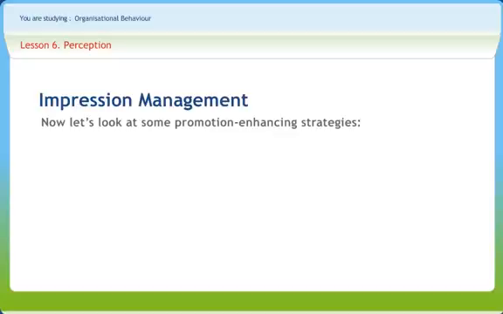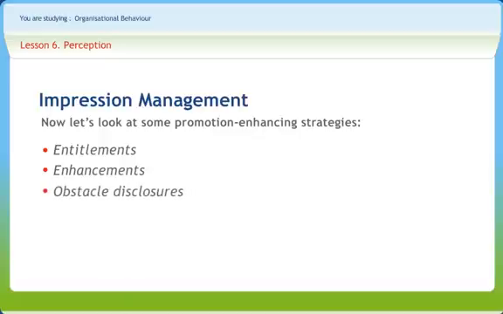Now let's look at some promotion enhancing strategies. Such strategies may involve entitlements, in case an employee feels that he has not been given credit for a favorable outcome, and therefore ensures that it is known through formal channels. Or he may informally sound out the important people on this by indicating that he is pleased that his suggestions or efforts work so well. Enhancement, where an employee may have received credit but he points out that he has really done more and has made a bigger impact than previously thought. Obstacle disclosure, where the employee identifies either personal or organizational hindrances faced by him to achieve some outcome.